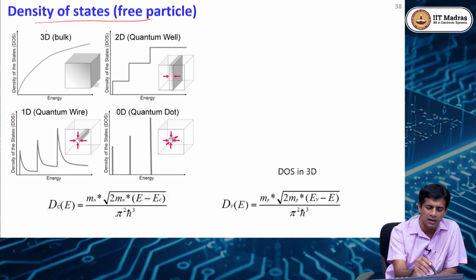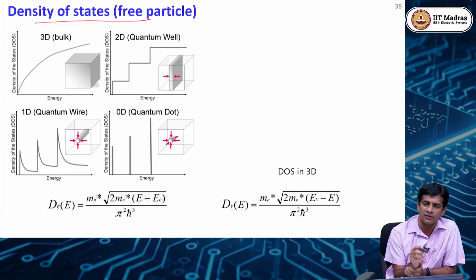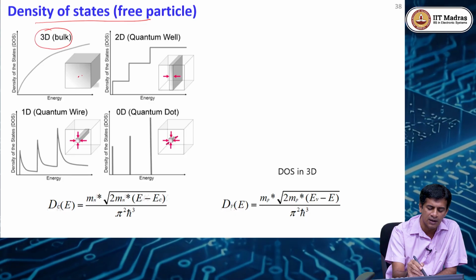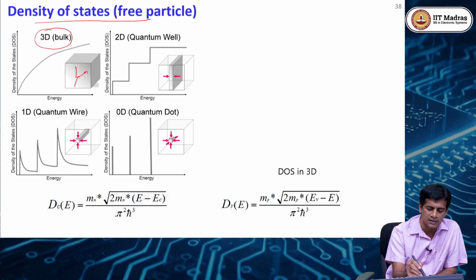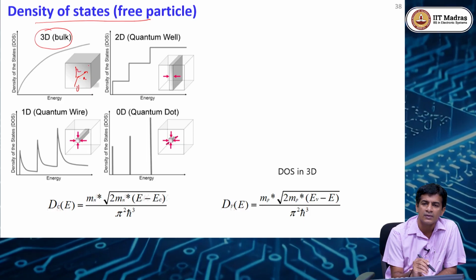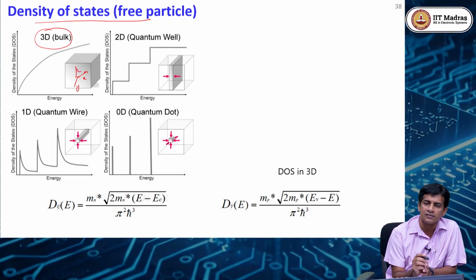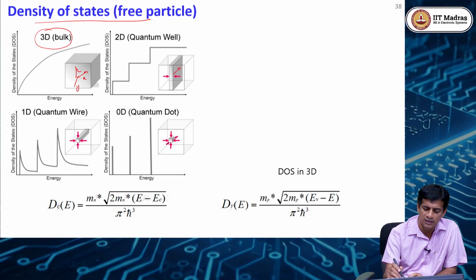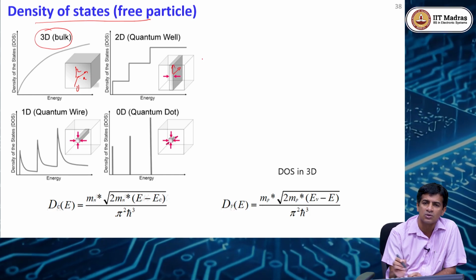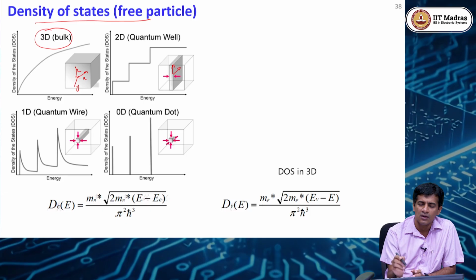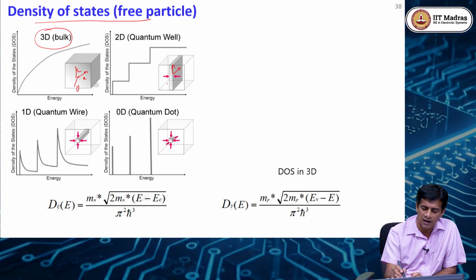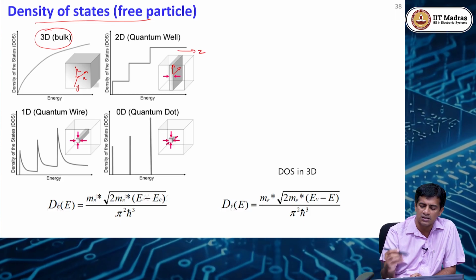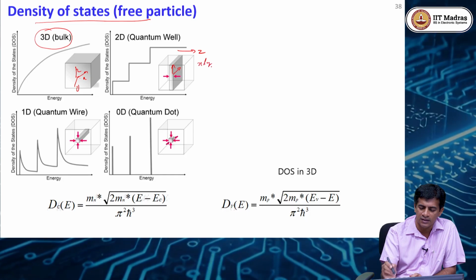It depends on the dimensionality of the system. For example, in a three-dimensional system, the particle is able to move in any direction: x, y, and z. In other systems the particle is free to move only in two directions. This is known as a two-dimensional quantum well. If this is the z direction, the particle is not able to move along it; that is known as confined. It is able to move in the x and y directions.